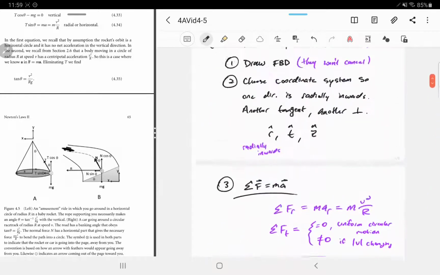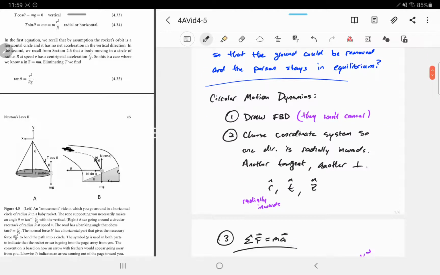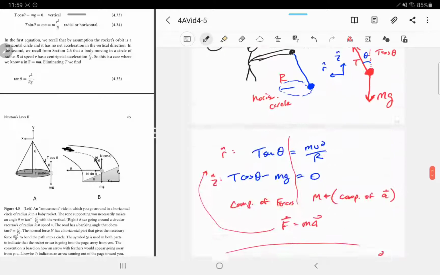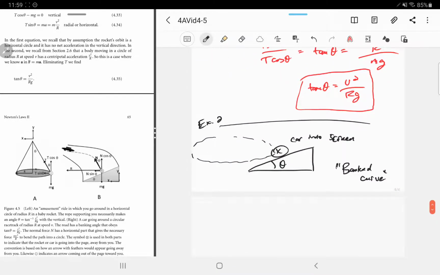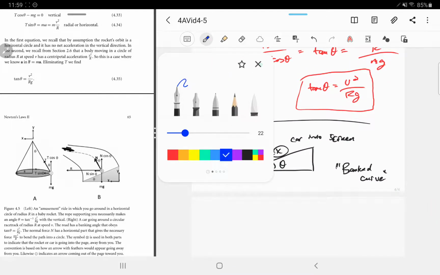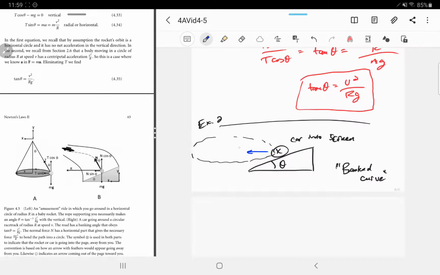So just how to analyze all of these problems, right? Choose your coordinate system so that one direction is radially inwards. So if we know this car is moving around in the circle, we're going to choose one of the directions to be radially inwards. So this is the r hat direction. The tangential direction is straight into the screen, and then I guess this is the z direction right here. Okay.